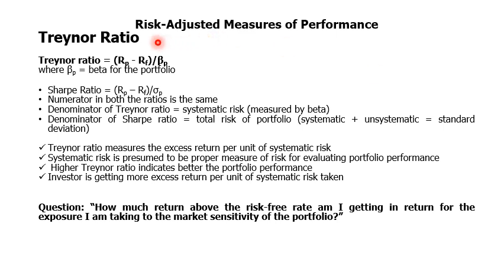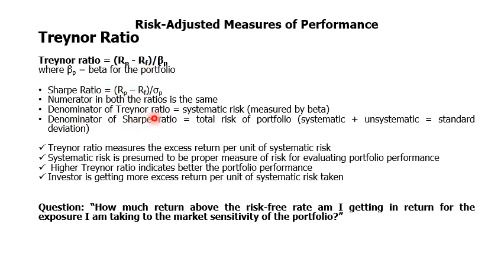Let's discuss another risk-adjusted measure of performance, the Treynor ratio. The Treynor ratio formula is Rp minus Rf divided by beta p, where beta p is the beta of the portfolio. Comparing with the Sharpe ratio, whose formula is Rp minus Rf divided by sigma p, the numerators in both ratios are the same. The Treynor numerator is Rp minus Rf. The numerator in the Sharpe ratio is also Rp minus Rf.